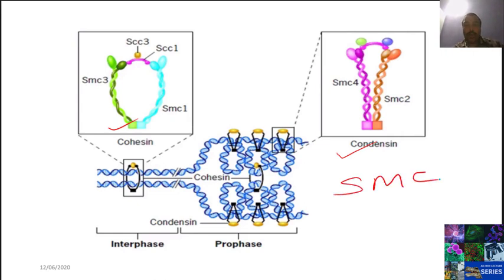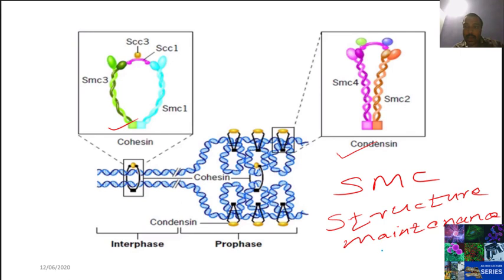They belong to the SMC group of proteins. What is SMC? SMC stands for structure maintenance of chromosome. So they belong to the SMC group of proteins, and these proteins, cohesin and condensin, help in the maintenance of the structure of the chromosome.